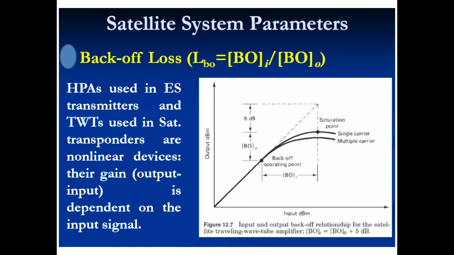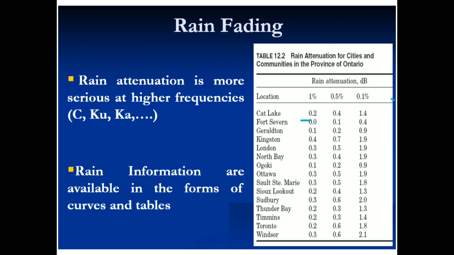The next is the back off. In back off, we are not allowing the system to work at full saturation, because when the system enters the saturation region, because of its non-linearity, it adds noise to the system. Therefore, to avoid it, we always work with a back off in our system to keep the system in the linear region. So this is actually reducing the signal power.